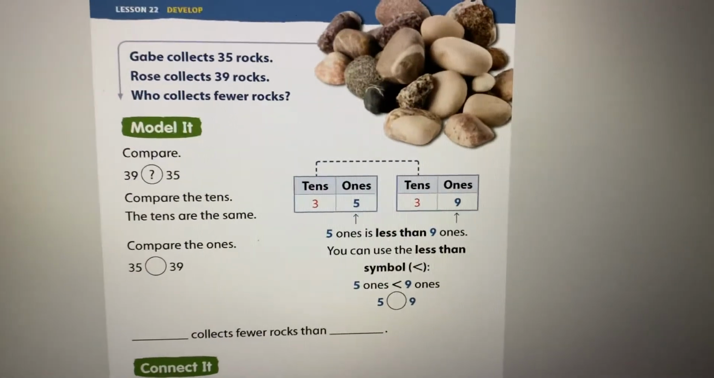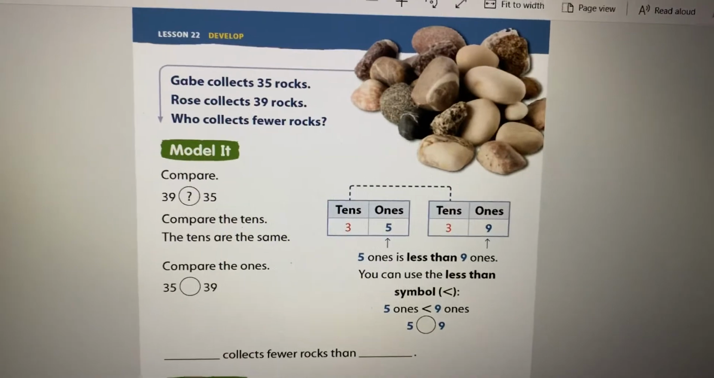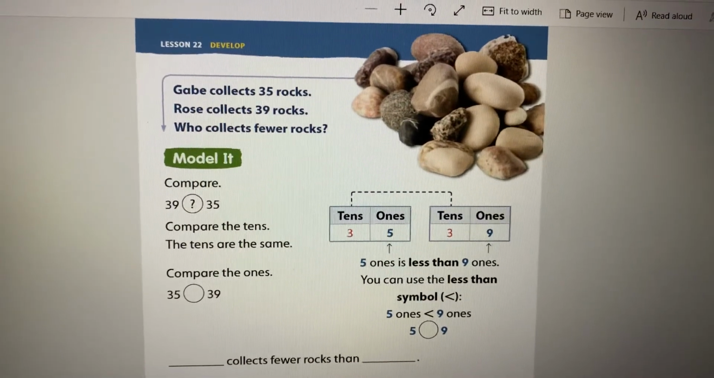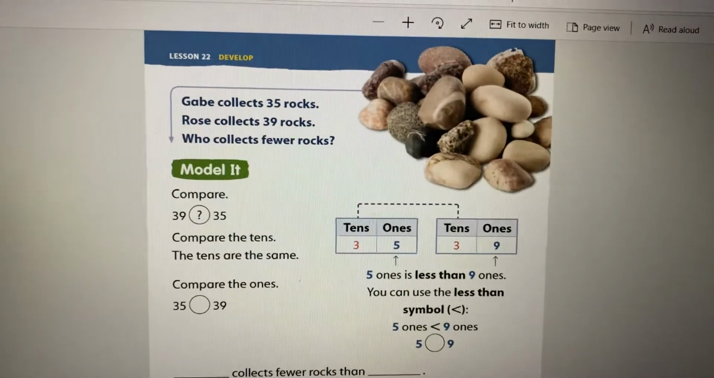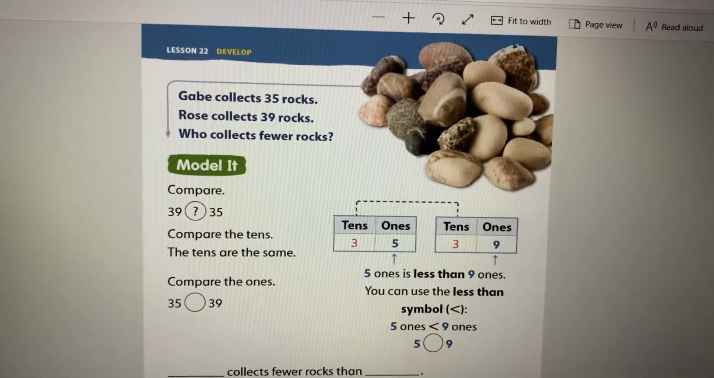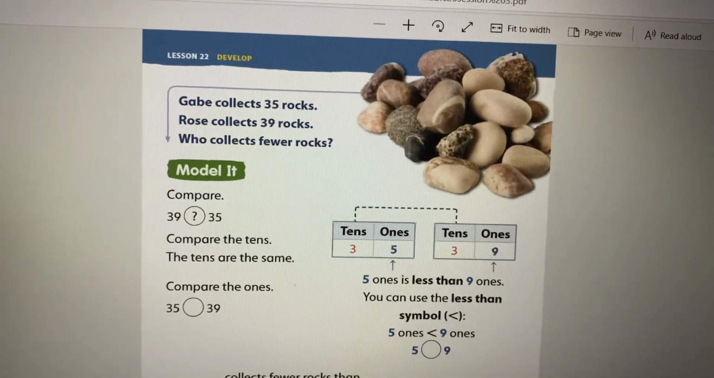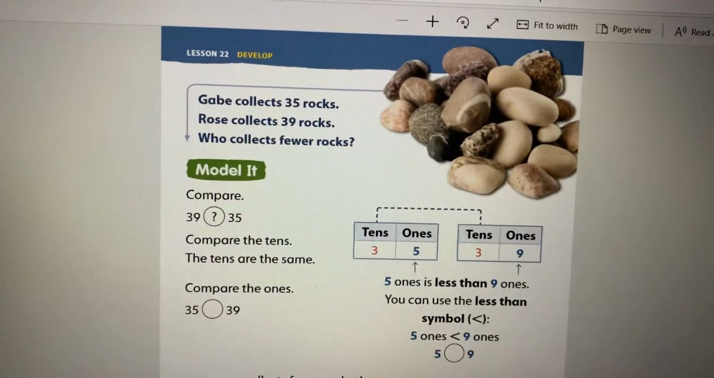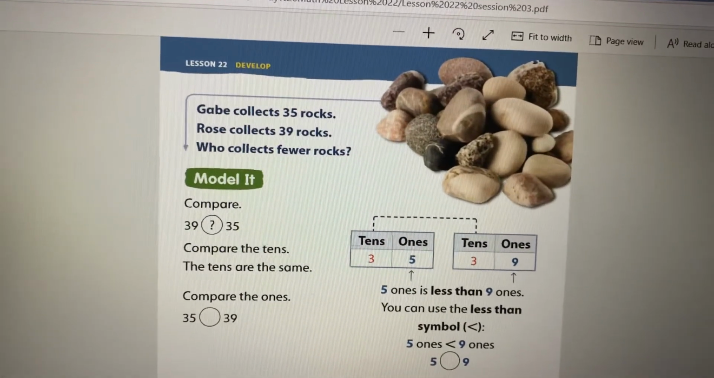Now, I'll read it one more time. Gabe collects 35 rocks. Rose collects 39 rocks. Who collects fewer rocks? Yesterday we looked at the tens place. But if you look at the tens place today, they each have 3 tens. So now we need to move over to the ones place to see.